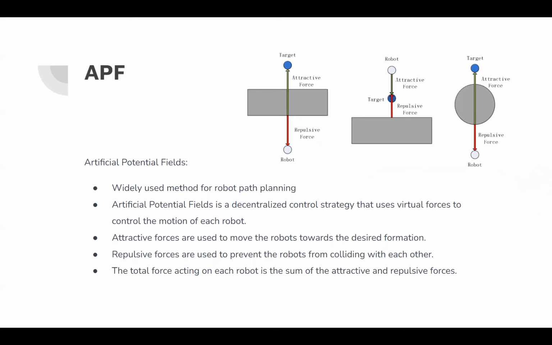So APF, which stands for artificial potential fields, is a widely used method for robot path planning that involves defining a potential field that attracts the robot to the goal and repels it from the obstacles. APF is a decentralized control strategy that uses virtual forces to control the motion of each robot. One force is called attractive forces, which are used to move the robot towards the desired formation. The other force is called repulsive forces, which are used to prevent the robot from colliding with each other. The total force acting on each robot is the sum of attractive force and the repulsive forces, and the force will pull the robot to the target and push away from the obstacles.